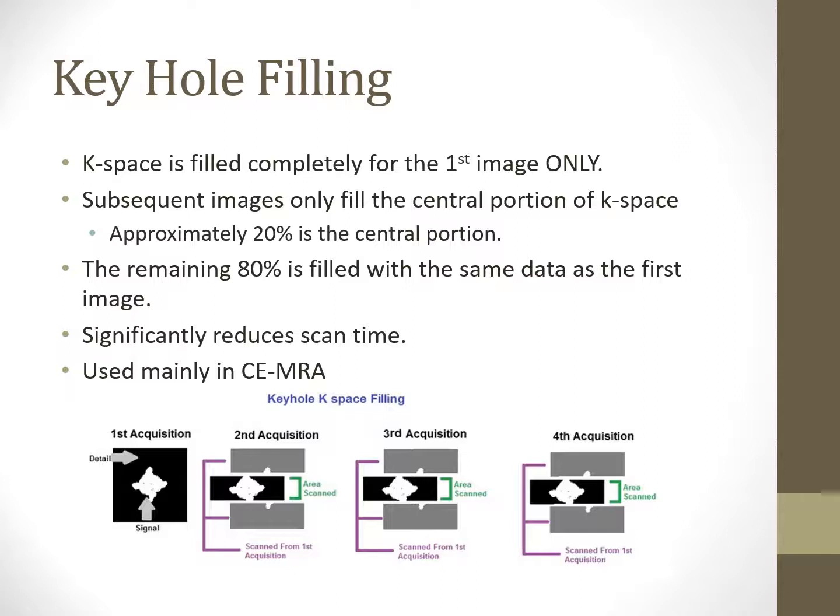The remaining 80% of the lines, which would be the outer portions, are just going to be filled with the same data that was scanned during the first pre-contrast data acquisition. So that data will just repeat in each of the acquisitions, and only in the center of K-space where our vessel is located will we fill that data repeatedly as the contrast flows into and out of that area. This significantly reduces our scan time and allows us to scan ultra fast for our contrast-enhanced MRA exams.